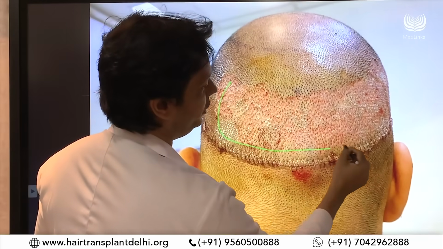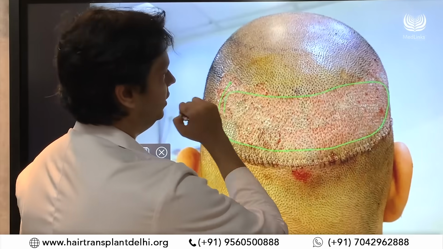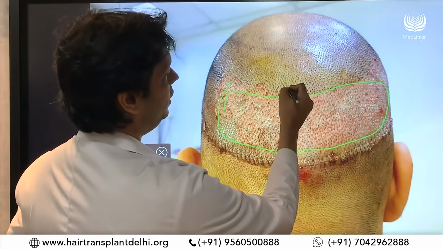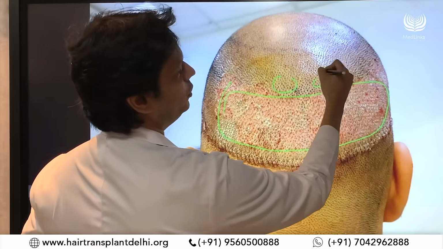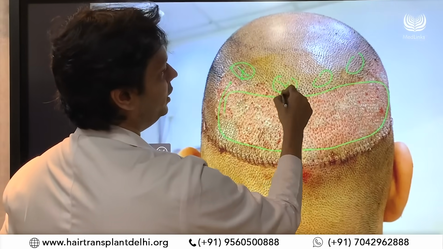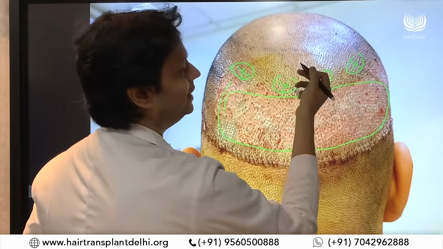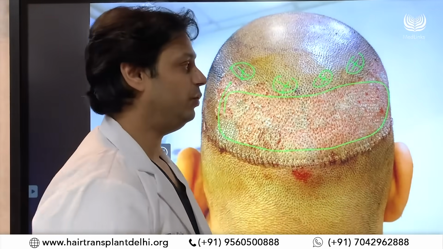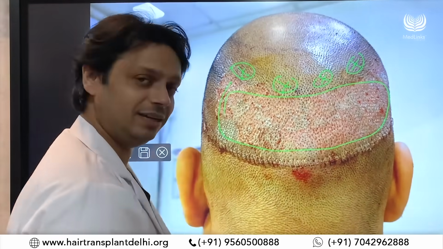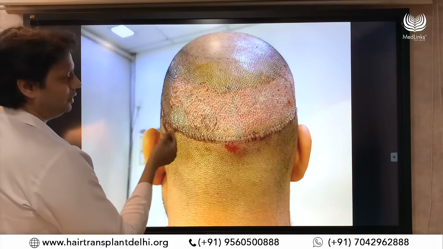So this area that you are seeing is FUE. Now if you see here, this area here also has good hair. But this is usually a no-go zone because this may not be permanent. So we want to restrict ourselves to the permanent zone. Only then the hair will be permanent, right? So this was the plan.